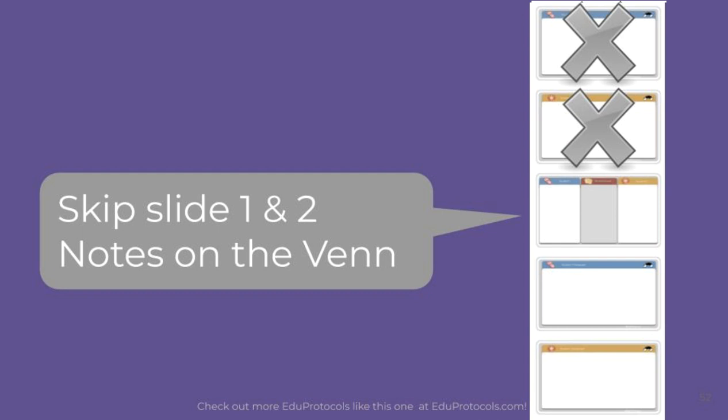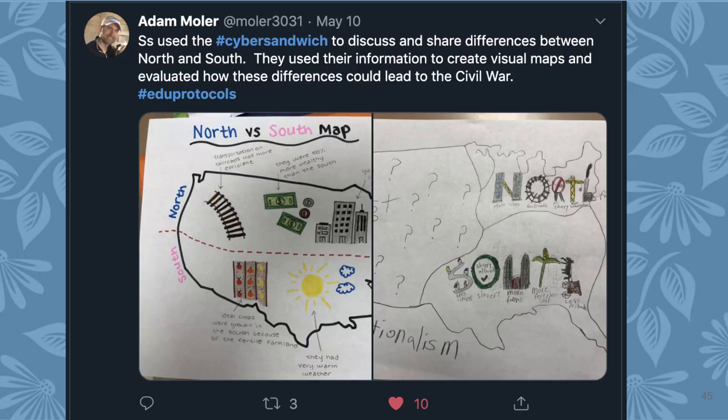For younger students, we recommend that they go straight to the Venn diagram to take their notes and then compare and contrast there, and that way you can eliminate the cutting and pasting part. Teachers love Cyber Sandwich, and they've been using it across the grades. As soon as students are reading and writing somewhat, they're ready to go into the Cyber Sandwich.